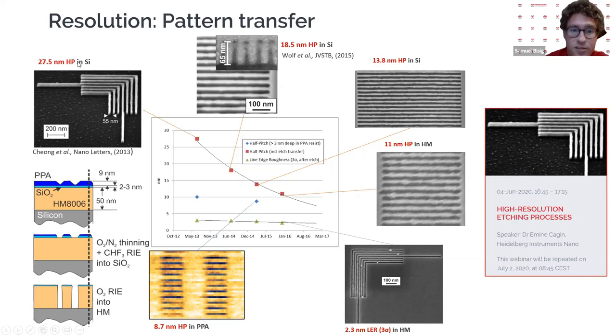Over the years, you can see how we could shrink the structures from 27 to roughly the 10 nanometer half pitch range. And just a small word about the line edge roughness: here we are also compatible with a line edge roughness of around 2.3 nanometers in 3 sigma. So this is not only pattern data, this is really transferred structures. And if you want to know more, my colleague Emine is having a talk on the 4th of June about all these high resolution etching processes.